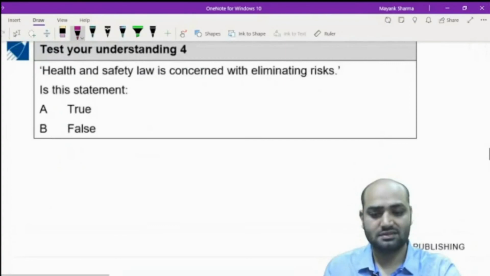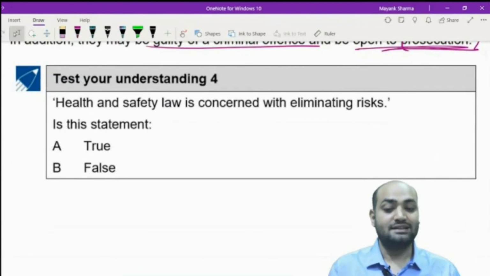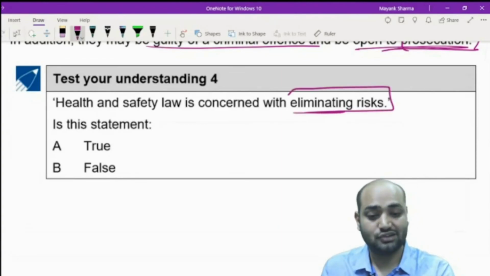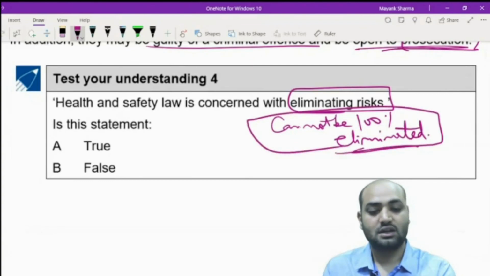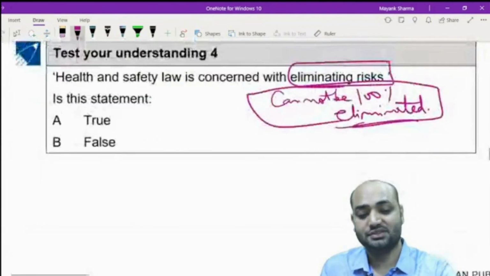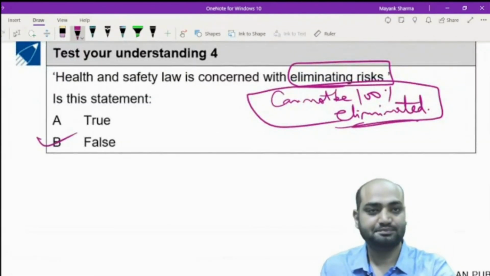There's TYU4. Let's have a look at it. Health and safety law is concerned with eliminating risk. As I told you, risk cannot be eliminated. Cannot be 100% eliminated. Pardon me for my handwriting, but risk cannot be eliminated 100%. So this statement in itself is false, right?